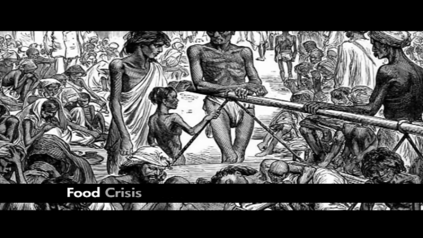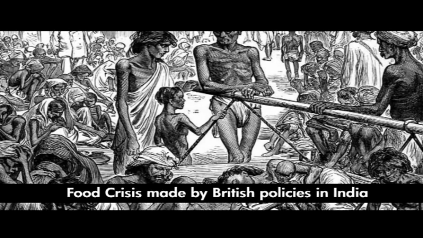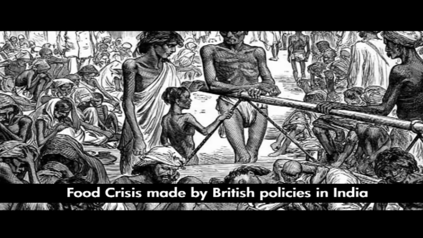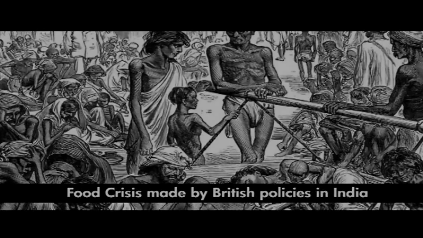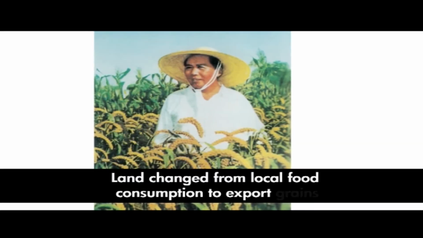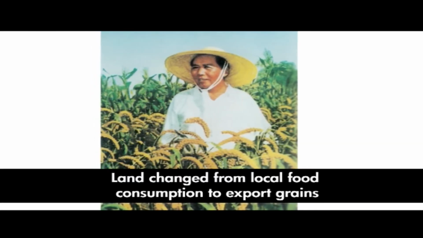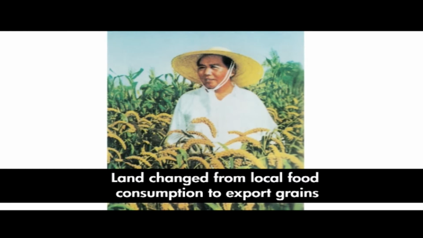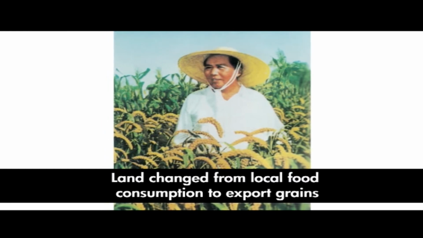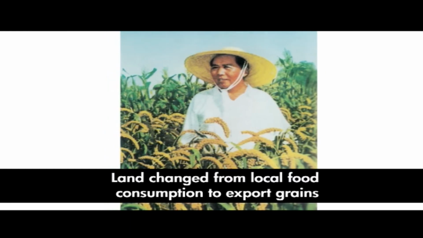The colonial privatization, regulations, tariffs on manufactured Indian goods, and taxes deindustrialized the Indian economy. British policies in India made the situation worse, with weather conditions leading to mass food crisis. It led to 30 to 60 million deaths from starvation in Indian colonies. Community grain banks were forcibly closed. Land was changed from local food consumption to cotton, opium, tea, and grain for export.